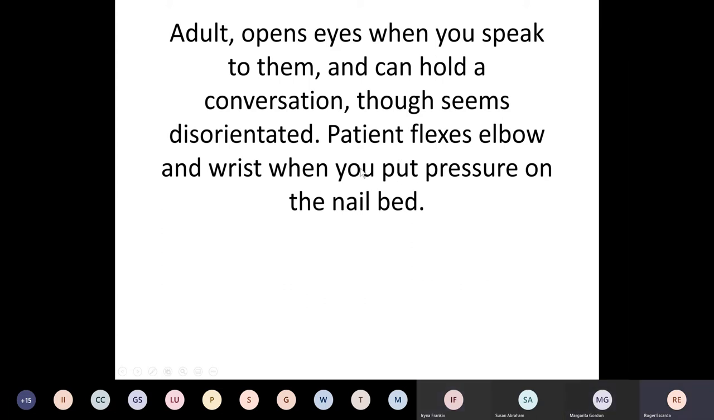Margarita? Adult opens eyes when you speak to them and can hold conversation. Adult seems disoriented. Patient flexes elbows and wrists when you put pressure on the nail bed. So, eyes open spontaneously. It's four. Patient is confused. That's another four.